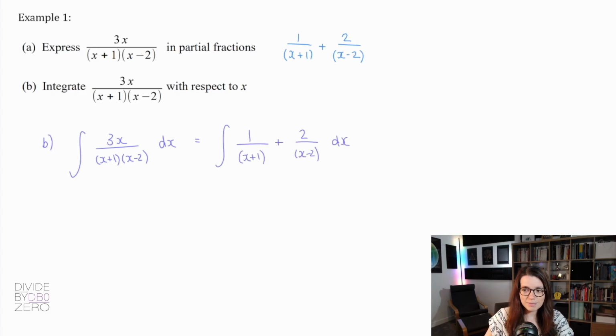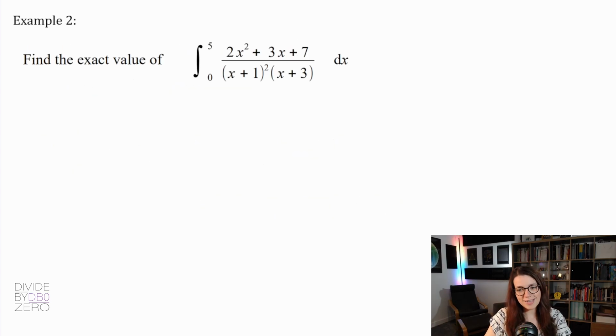Using partial fractions makes it possible to actually integrate this now, because we know that the integral of 1 over x plus 1 is just ln|x plus 1|. Similarly, the integral of 2 over x minus 2 is just 2 ln|x minus 2|. Stick a plus C on the end and we're done.